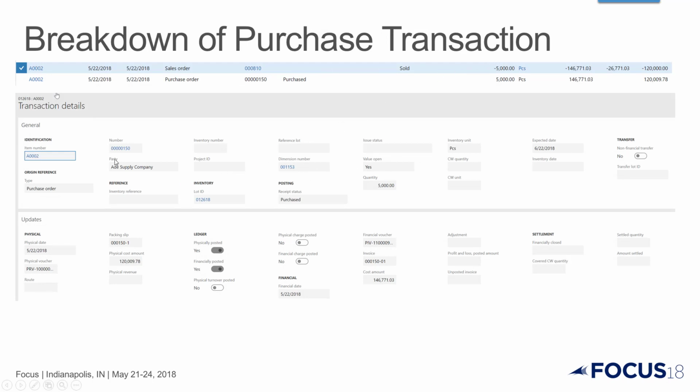Go in here and you can say, here's the purchase order. It was received against social lot ID, the dimensions, the quantity, the dates. And there's your physical transaction. And here's your financial transaction. So that's where that 26,000 came from, is because there was a difference between the physical and the financial transaction.